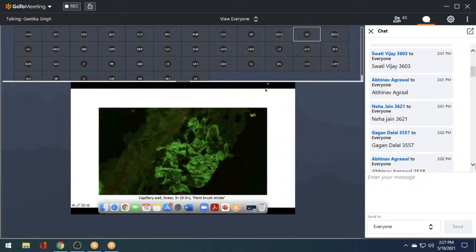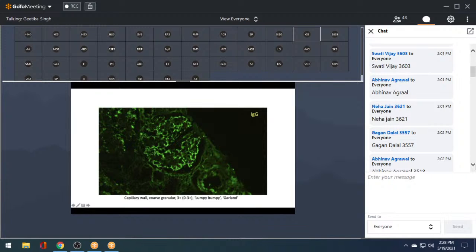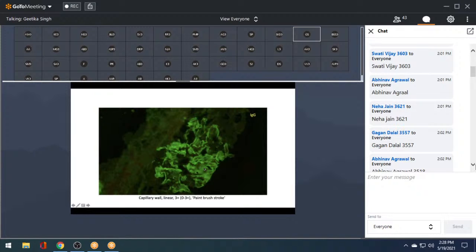Now I'm showing you again, it's a FITC IgG. I'm telling you it's a FITC IgG. But now can you see how different it's looking? Very different. Let's go back and see. Coarse, granular. And you look here, and it looks very different, right? And again, this has been shown to you in the morning. This is now, again, capillary wall. I can see the loops. It's a bit of a folded glomerulus, if you can imagine that. But instead of granular, it is linear. It is paint brush stroke, and strong, 3+.